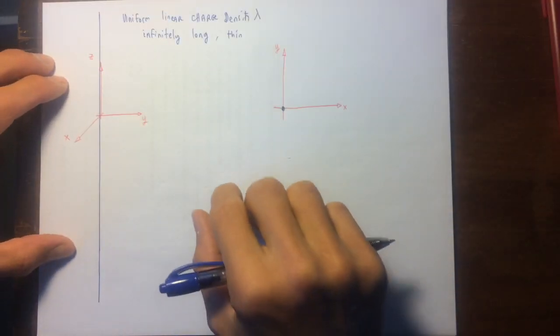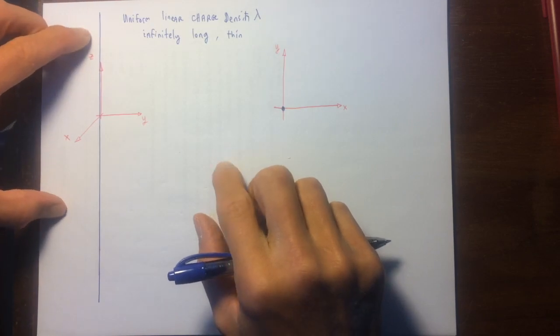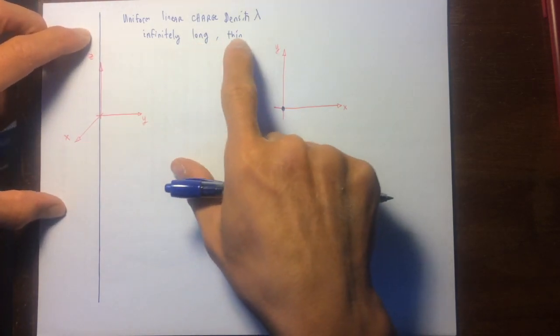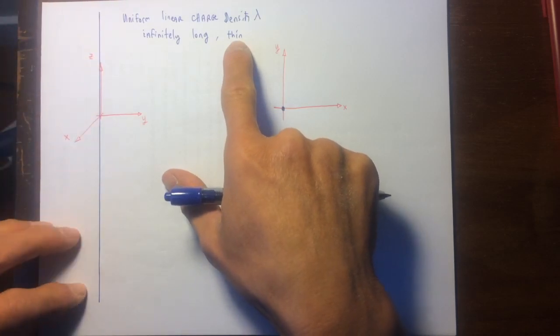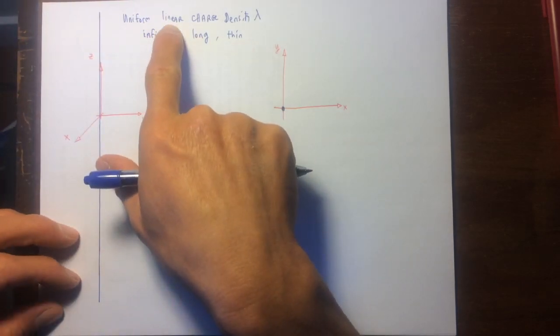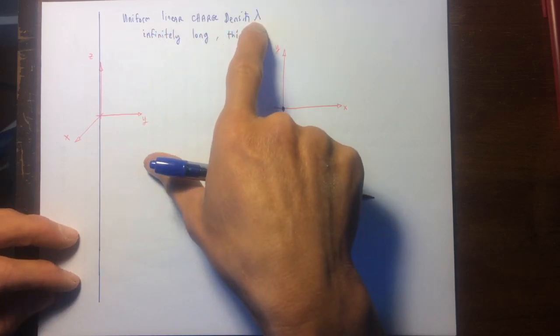So the next example is an infinitely long, extremely thin piece of material that carries a uniform linear charge density called lambda.